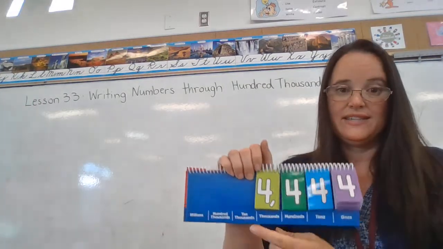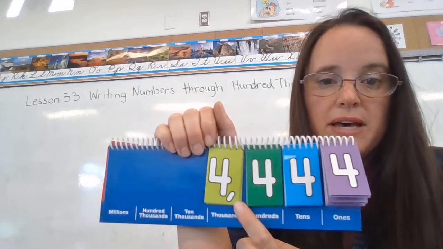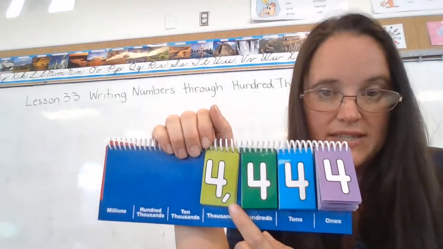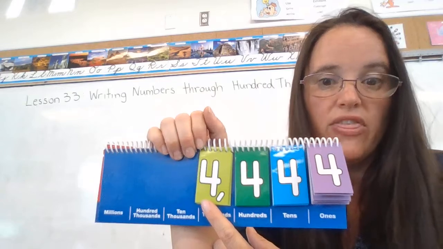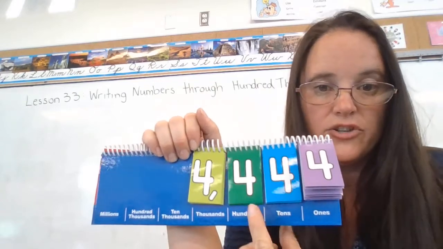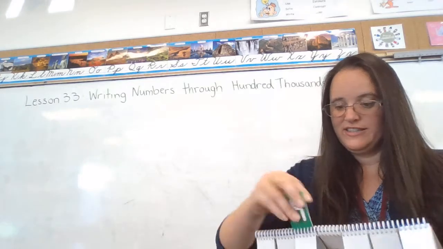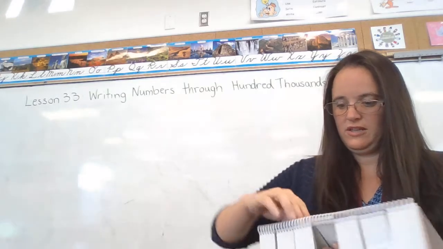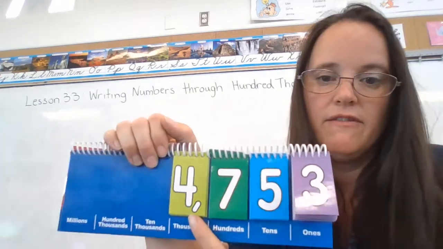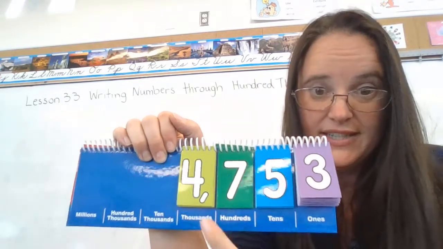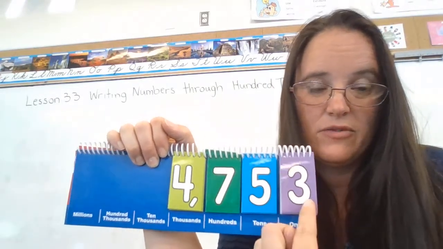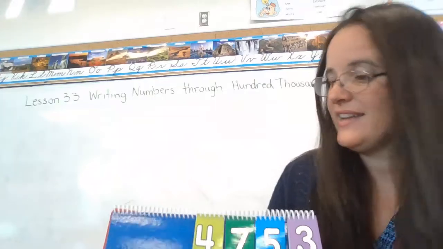We read this. At the comma, we say the word thousand. So we read this as 4,444. Now if I change it so that they're not all the same digit, we've got 4,753.